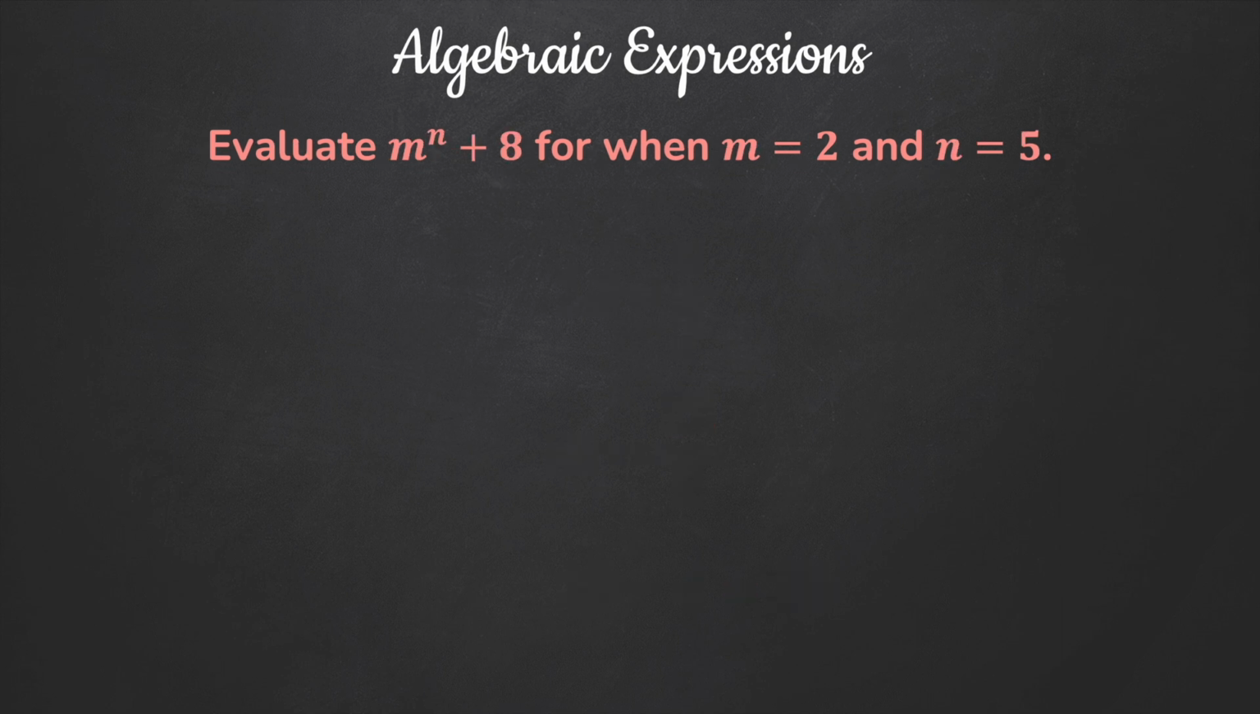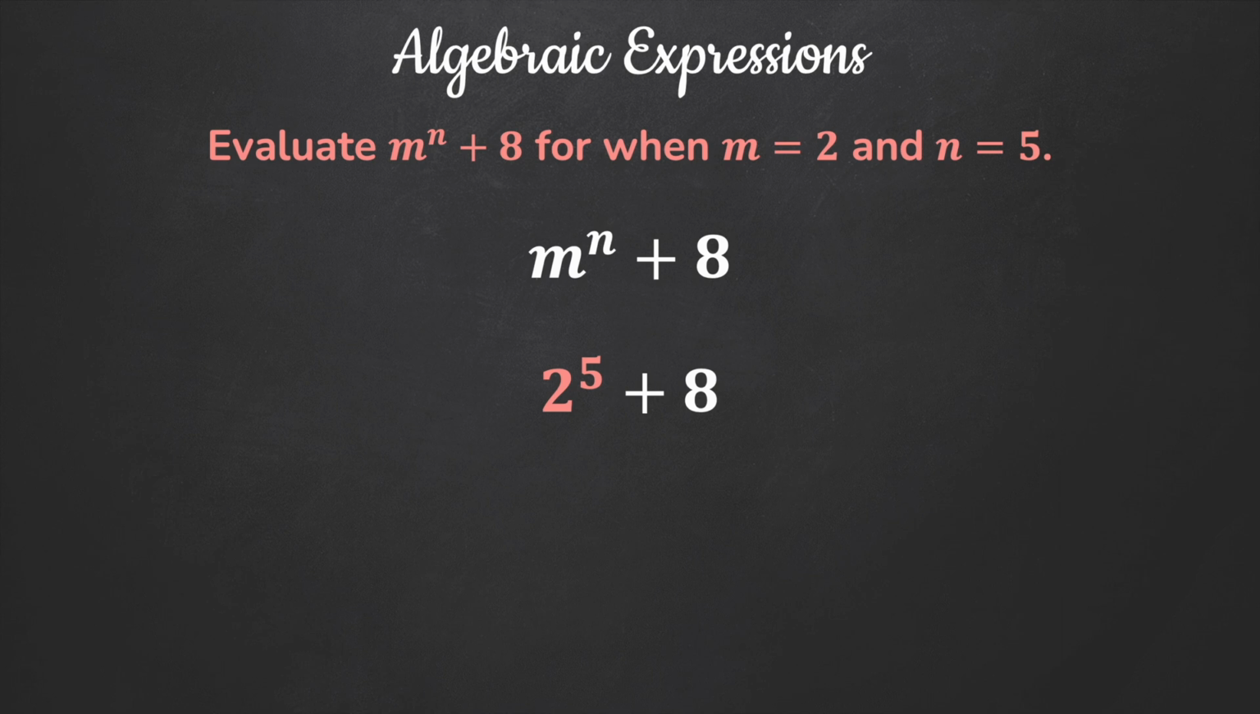Here we have evaluate m to the power of n plus 8 for when m is equal to 2 and n is equal to 5. Here we have an exponent and addition. The first thing we want to do is substitute our variables for their known values. So we're going to substitute m for 2 and n for 5.